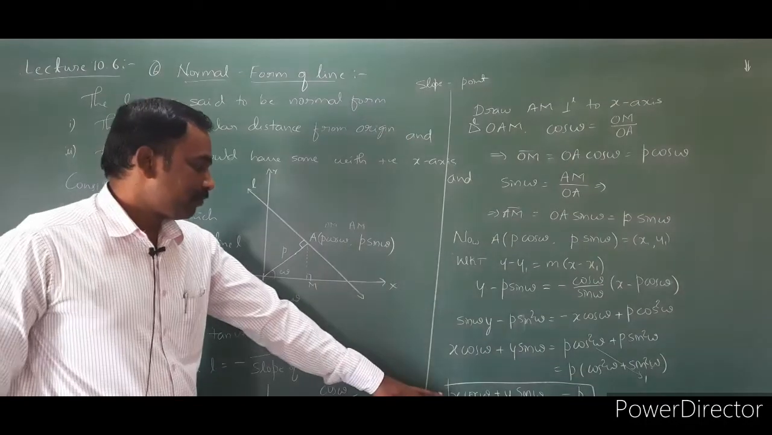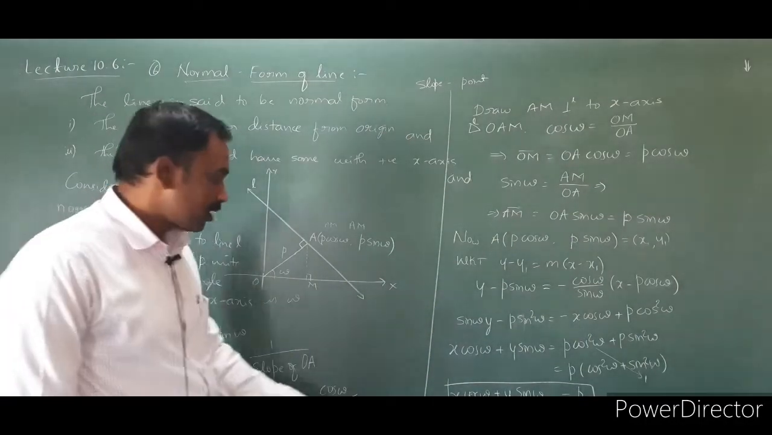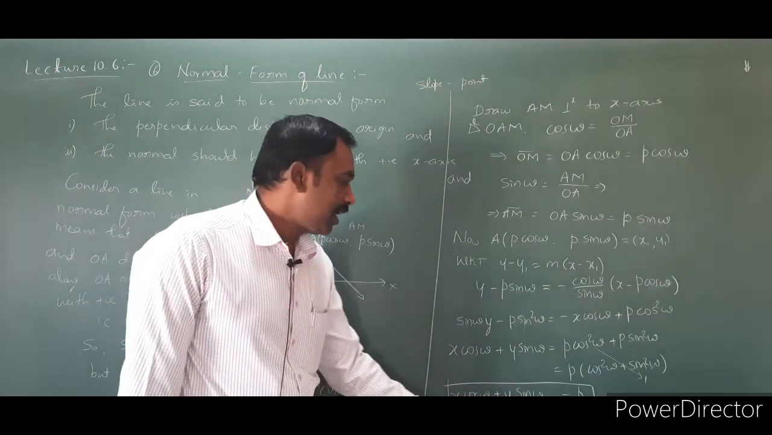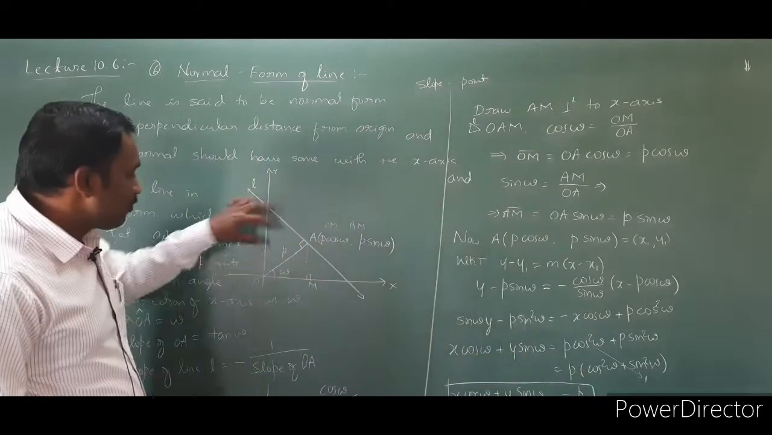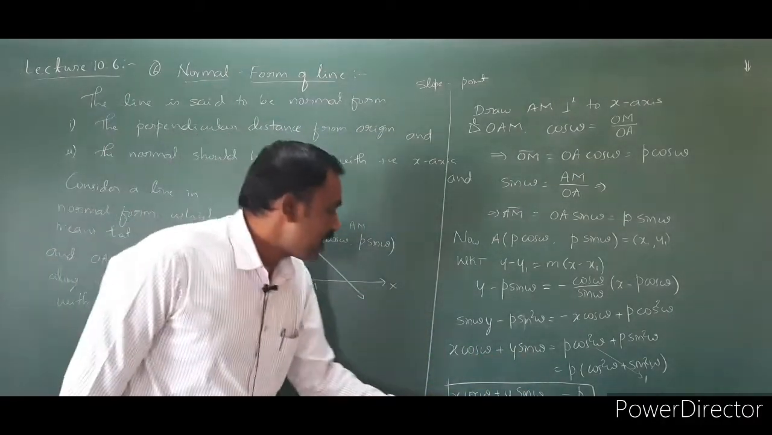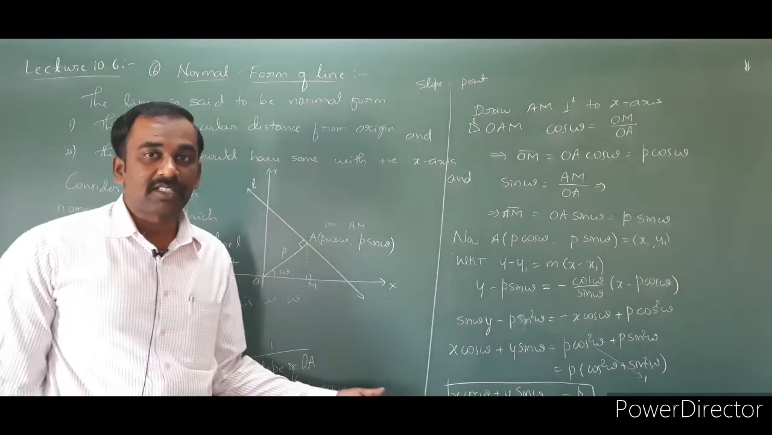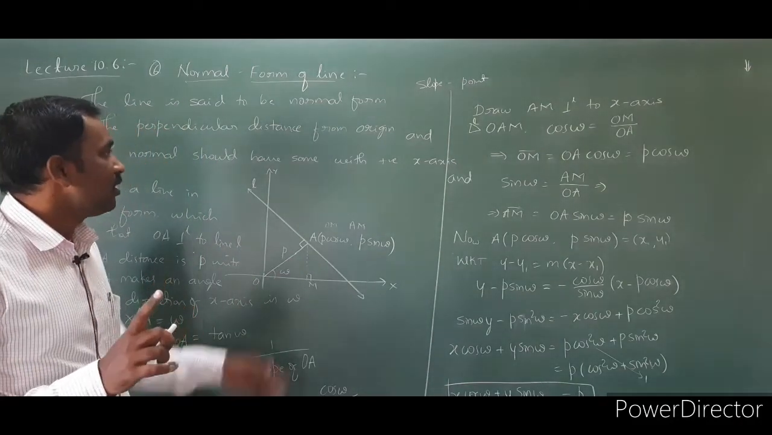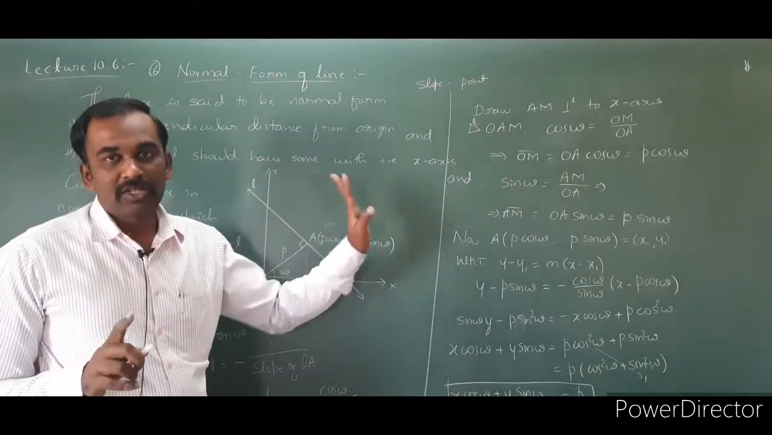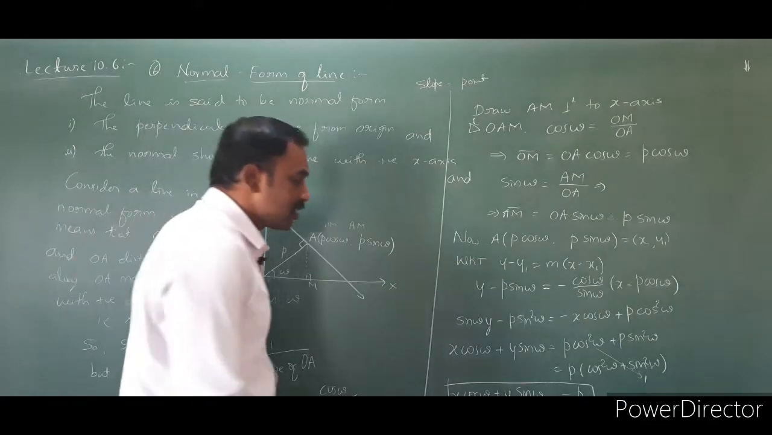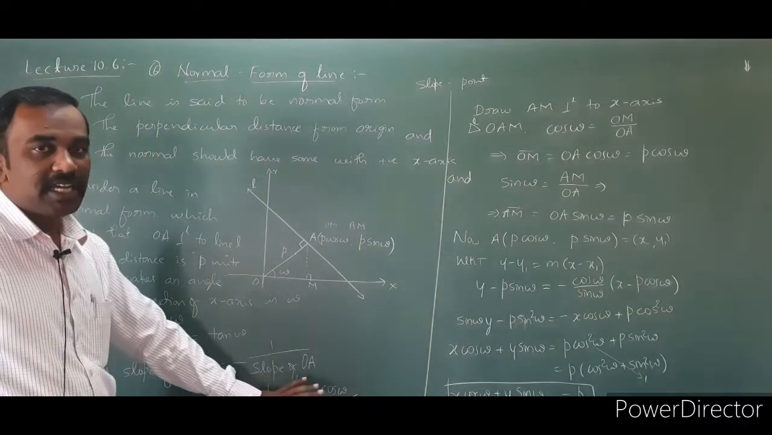This is the required equation of the line in the normal form, where P is the distance of the line from the origin and omega is the angle between the normal and the positive direction of the x-axis. Very important. Omega is the angle between the normal and the positive direction of the x-axis. This is the required equation of the line.